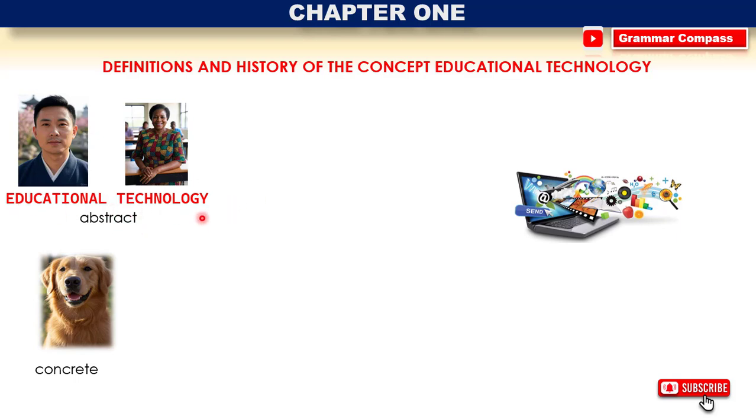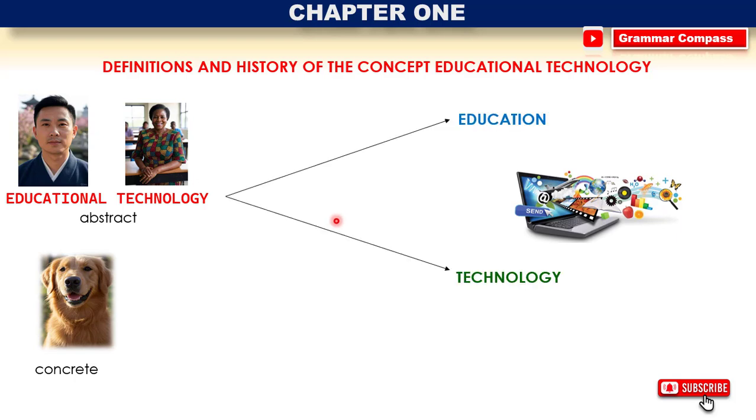Educational technology consists of two key words, that are education and then technology. We will start by defining education and then we will look at what technology is. After that, we will talk about educational technology as a concept and then discuss the history of educational technology.